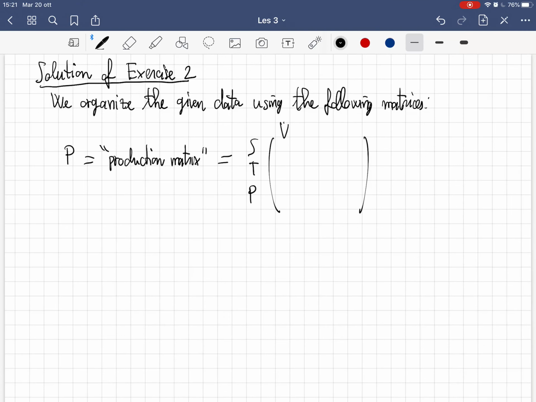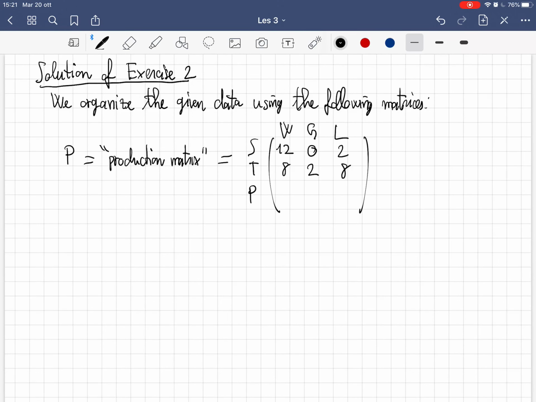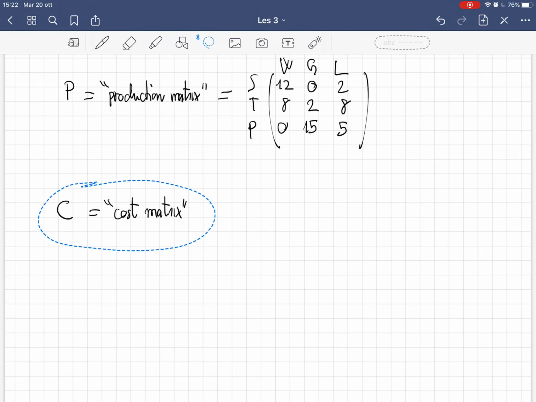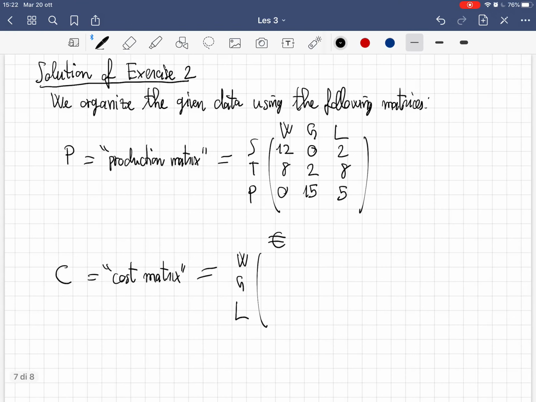So what was it? STP and WGL: 12 0 1, 8 1 8, 0 15 5. Good. Then we have the cost matrix C, which is equal to... so this is euros. Euro, W3L. Fine. What was it? 10, 20, 17.